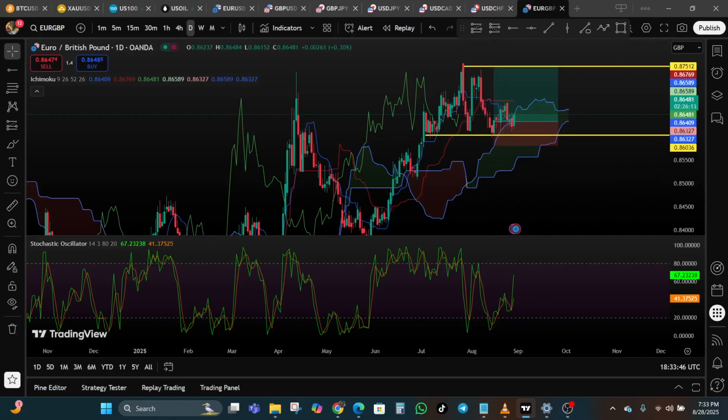So by combining these tools thoughtfully, you get a clear, structured swing trading system. If you implement this strategy carefully, it can become a good addition to your trading plan.